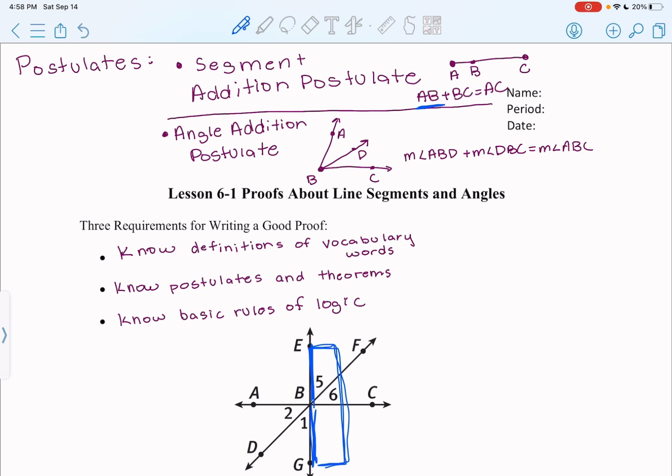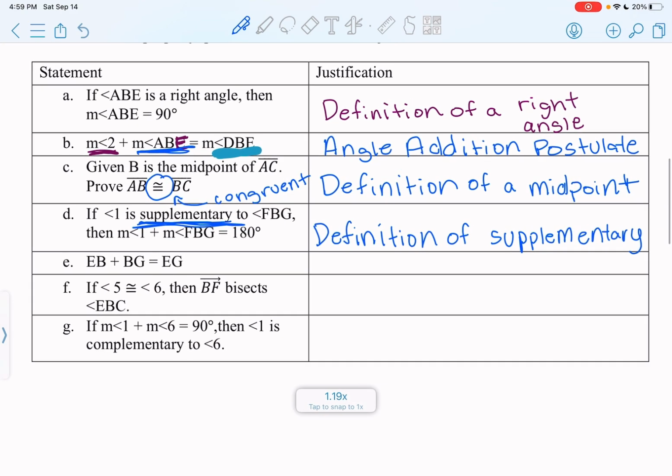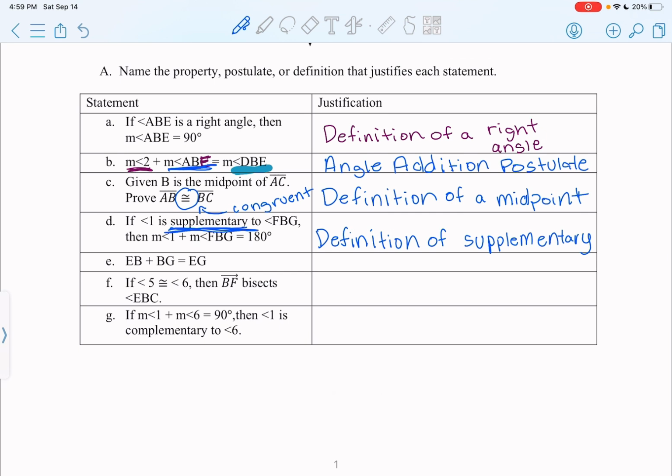I've had a lot of questions on how we know if something's a segment or an angle. If it's an angle, you'll see this angle symbol, the alligator. But if it's a segment, you'll just see 2 points right next to each other. And so this is the segment addition postulate. The lengths of the pieces of the segment added together equal the length of the entire segment.